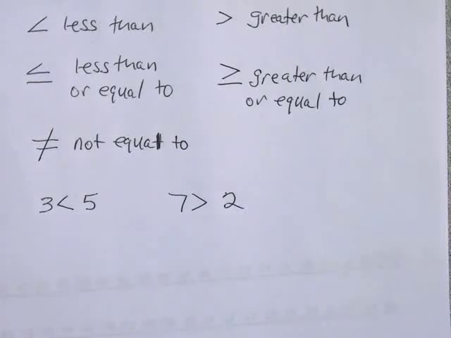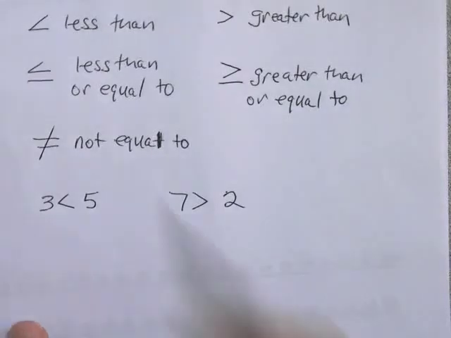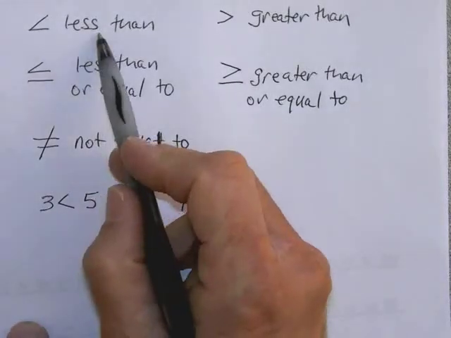In this video, we're going to be looking at inequality symbols and how to graph inequalities. All right, let's start with the symbols. There are 5 that we're going to be looking at. The first one we're going to look at is this one. This is the less than symbol.